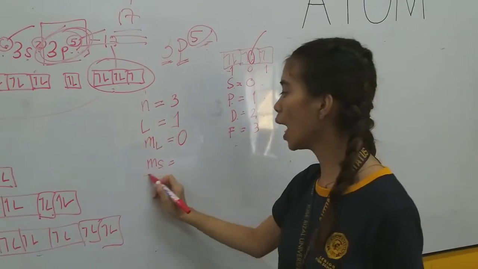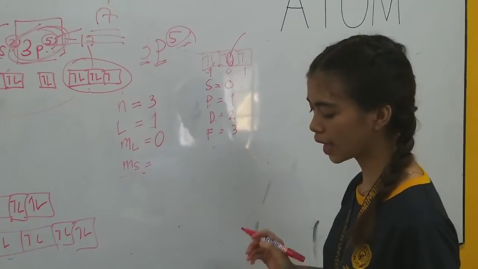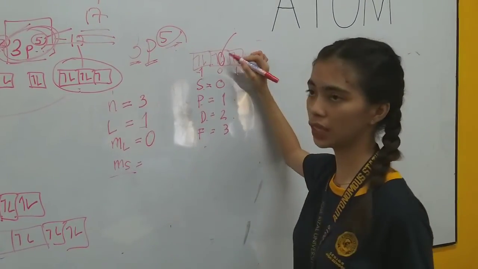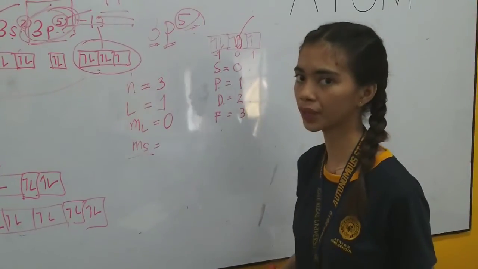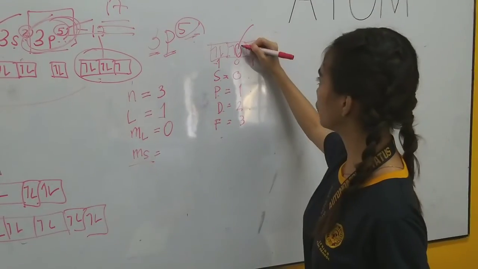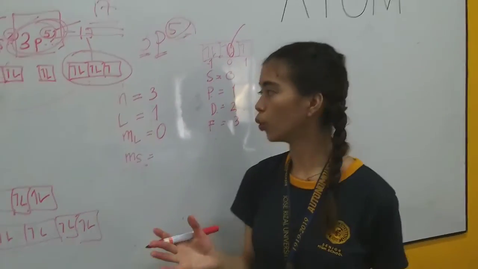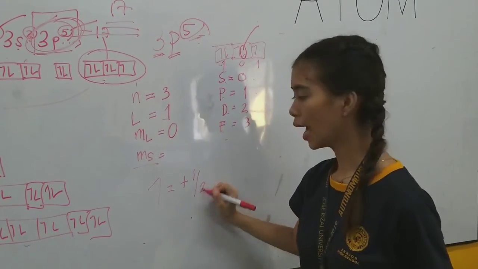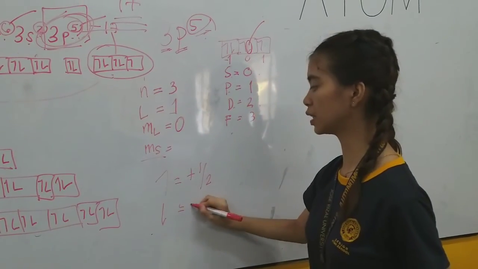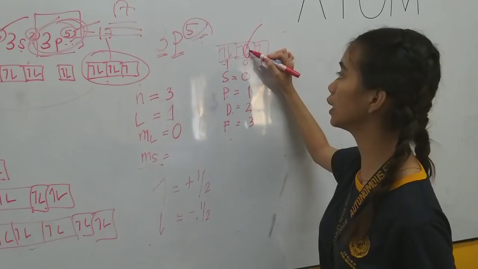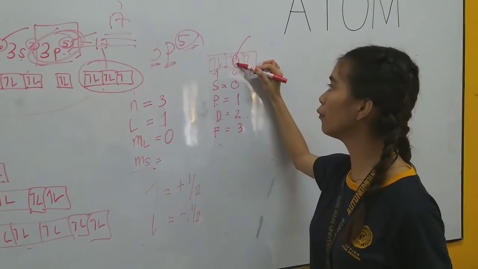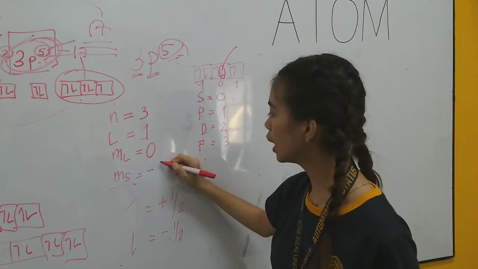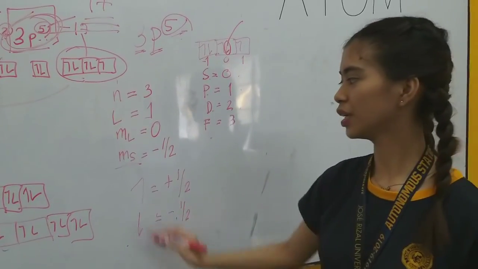And the last one is m sub s, which stands for the spin quantum number. It is based on your last arrow again. Because as we said a while ago, if it is an up arrow, it is positive 1/2, and if it is a down arrow, it is negative 1/2. So in this case, you have a down arrow. That's why you put negative 1/2. That's all.